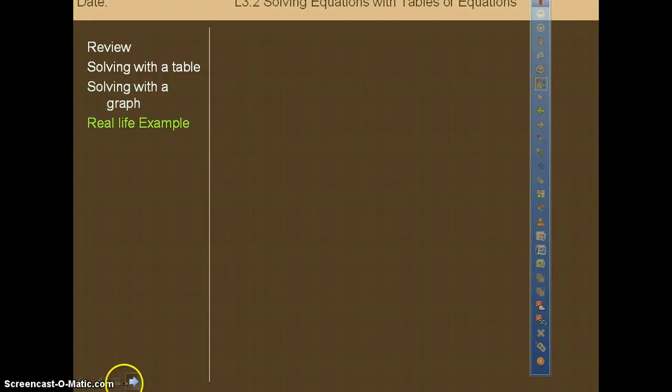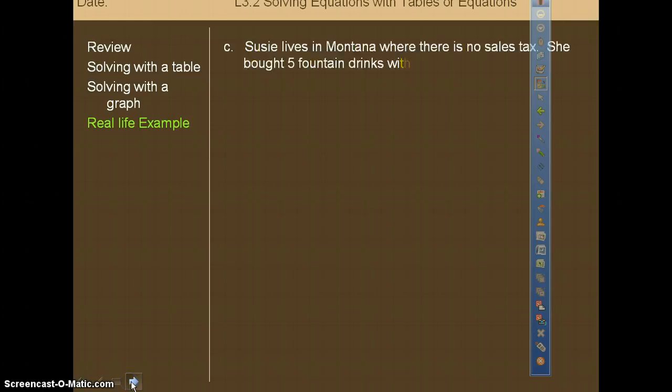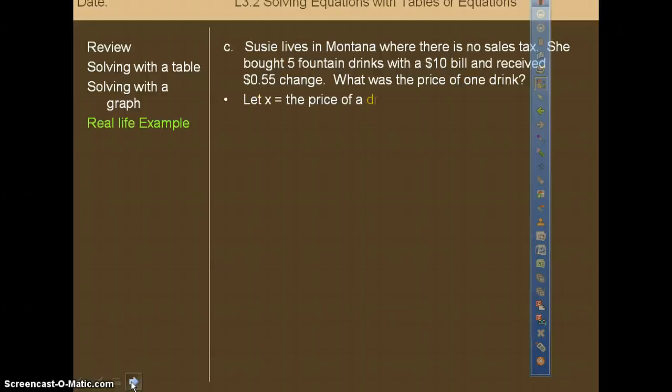Our real-life example. Susie lives in Montana. There's no sales tax there. She bought 5 fountain drinks with a $10 bill and received 55 cents in change. What was the price of one drink? We're going to define our variables. Let's let X be the price of a drink, and we'll let Y be equal to the change from the $10 bill.